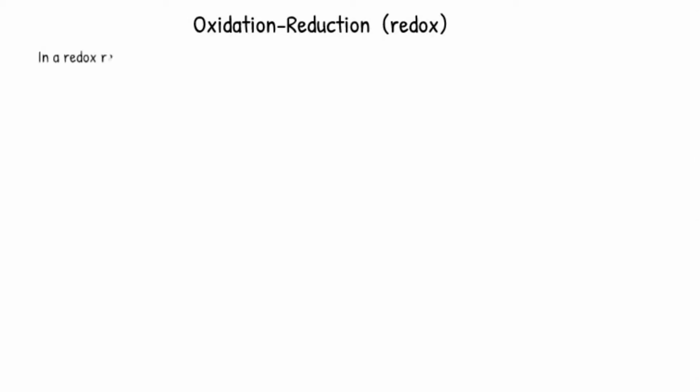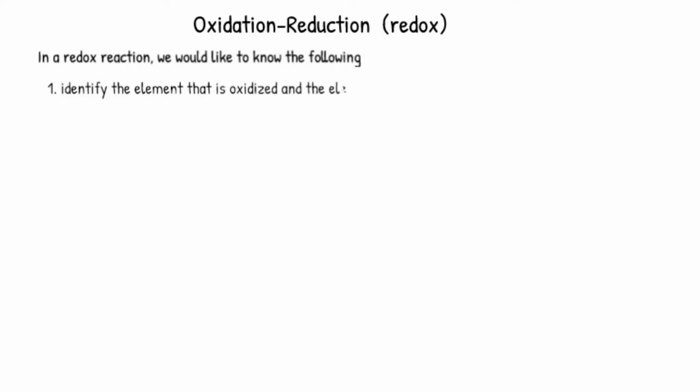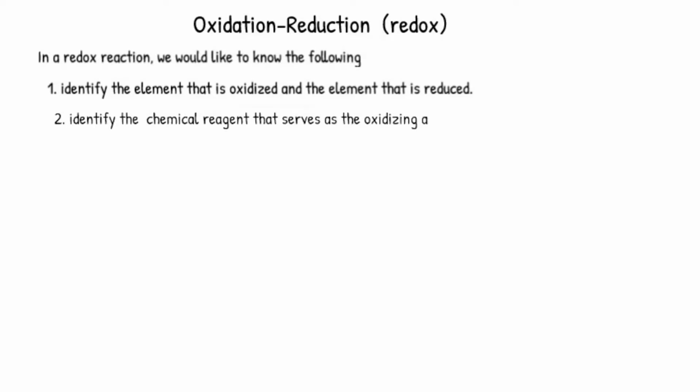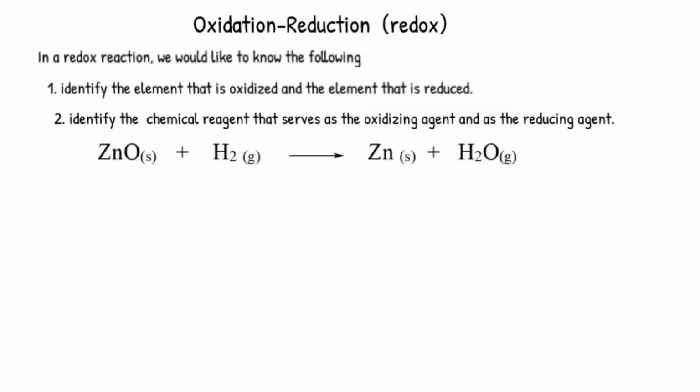In a redox reaction, we would like to know the following. Number 1: identify the element that is oxidized and the element that is reduced. Number 2: identify the chemical reagent that served as the oxidizing agent and as the reducing agent. So for example, zinc oxide plus hydrogen gives you zinc plus water.